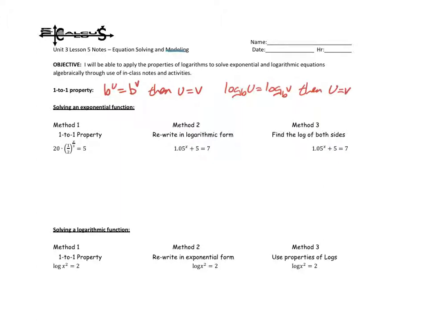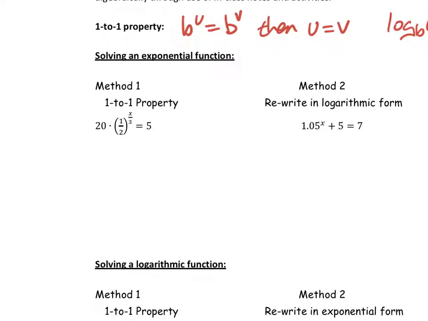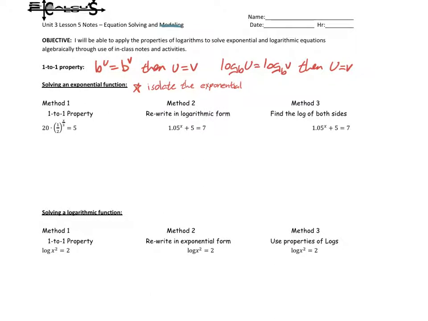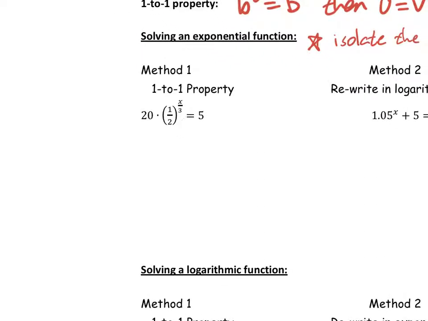So let's go ahead and use that down here, the one-to-one property for this first problem. Now on all these problems, you're going to want to, let's put a little note here, you're going to isolate the exponential part. Where was I? All right, here we go. Okay, so coming over here, the part that I want to isolate, that I want to get by itself, is this. Okay, from there we can solve, but first we need to divide by 20 to isolate it.